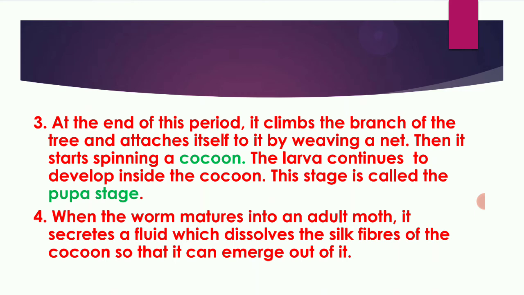Now at this stage, they don't eat any mulberry leaves. They spin the thread as a weaving net on itself, and the larva changes into a pupa inside that cocoon. When the worm matures into an adult moth, it secretes a fluid which dissolves the silk fibers of the cocoon so that it can emerge out of it. It comes out from that.